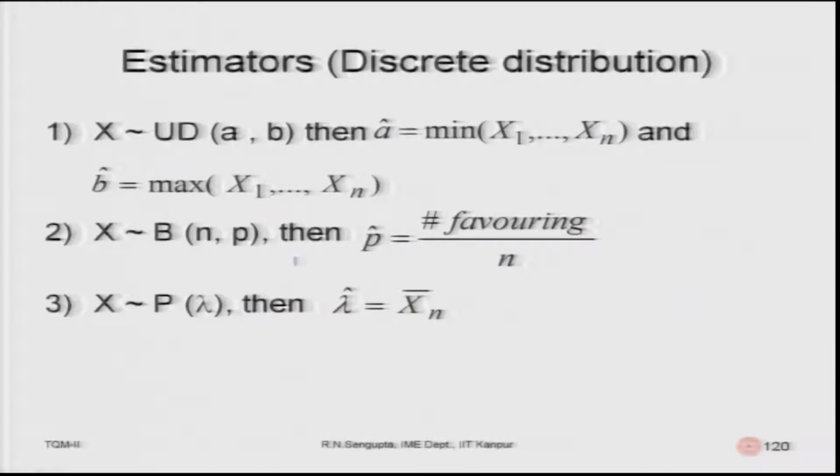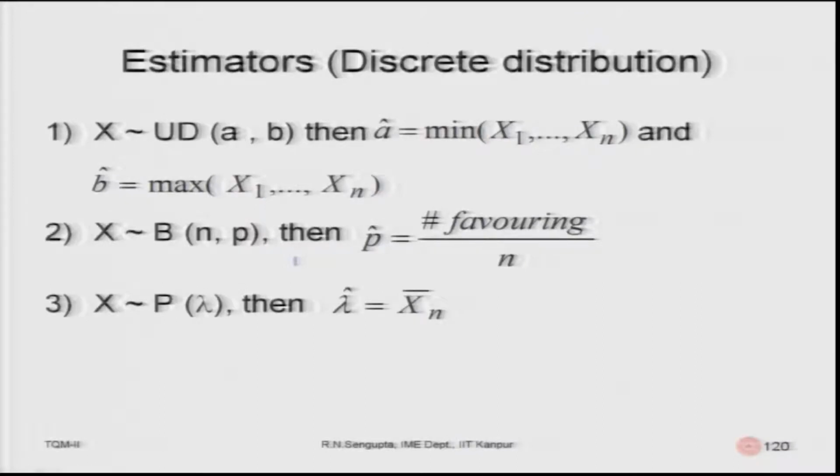For the discrete distribution, if it is uniform between A and B, then the best estimate of A would be the minimum of x1 to xn, and similarly for B. The hat means the estimates which you have, not the actual values. So A's best estimate, A hat, is the minimum value between x1 to xn, but this does not say anything about consistency and unbiasedness. And B's best estimate, B hat, is the maximum between x1 and xn.